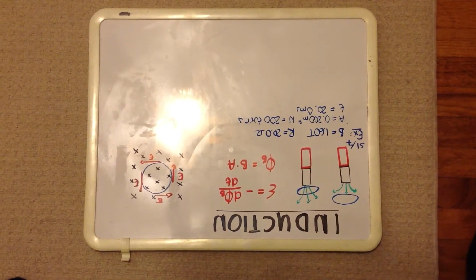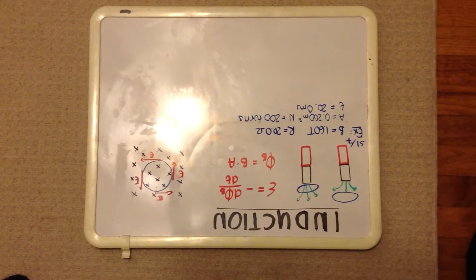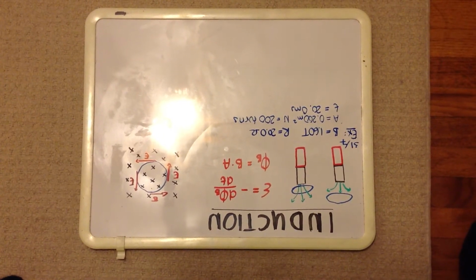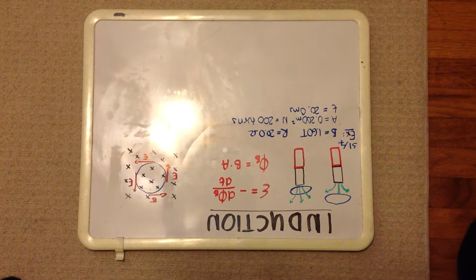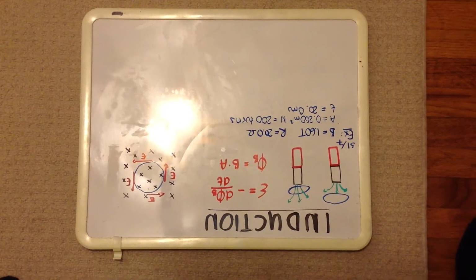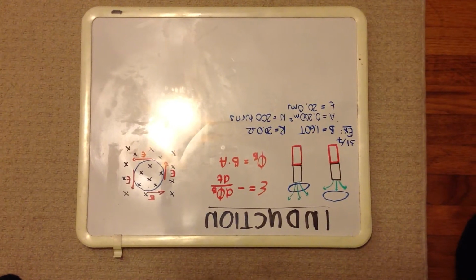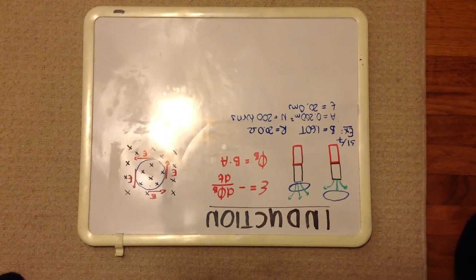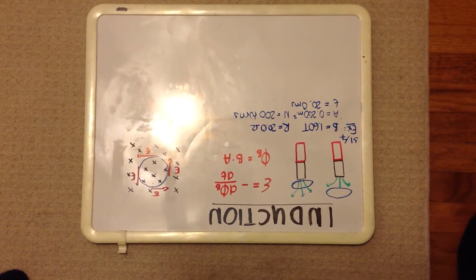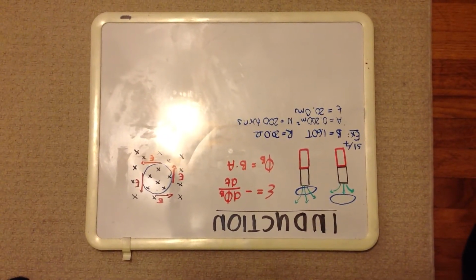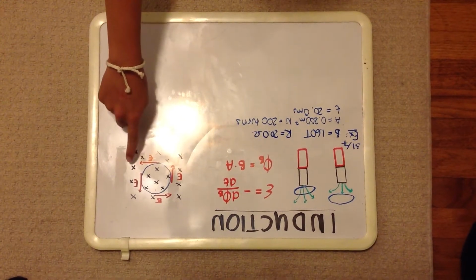Another way to describe induction is using Lenz's law, which I mentioned before. It states that the direction of an induced current in a loop will create a magnetic field which opposes the magnetic flux through the loop. Also, when a magnetic field changes over time, an electric field is induced which will be tangent to the loop in the direction of the current, which you can see here.